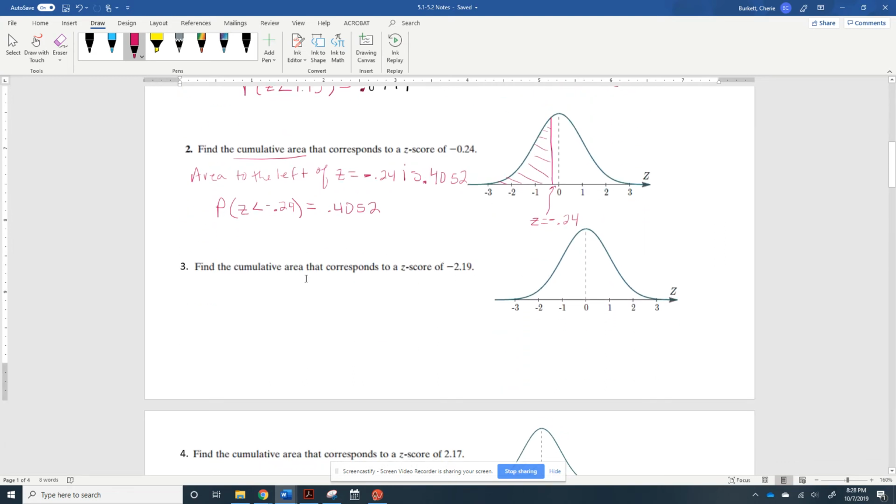So this one, I'm not going to use the table. I'm just going to go ahead and straight use the calculator. You should always, always, always, though, show me the drawing, because you're not going to get full credit on your test if you don't have a drawing with the area that it represents. I always make you do that. Cumulative area that corresponds to z-score. This right here is a z-score of negative 2.19. So starting place is negative infinity. Stopping place is negative 2.19.